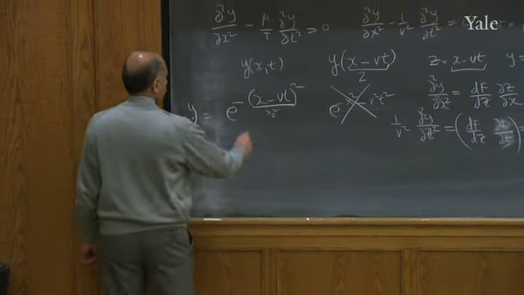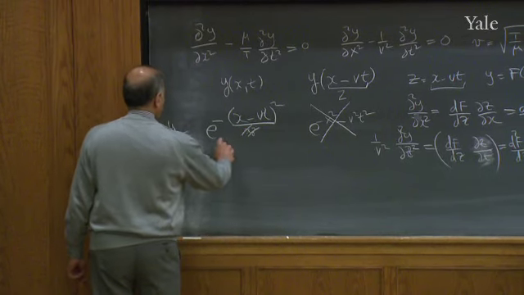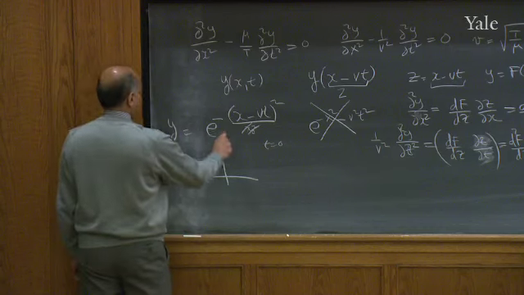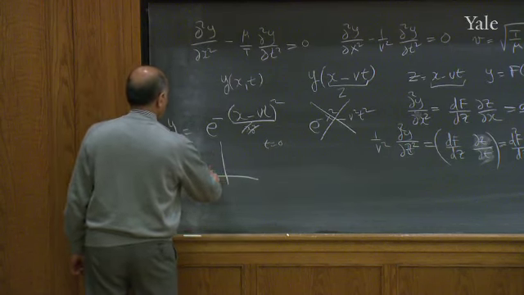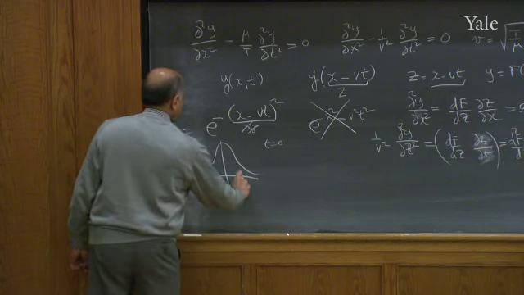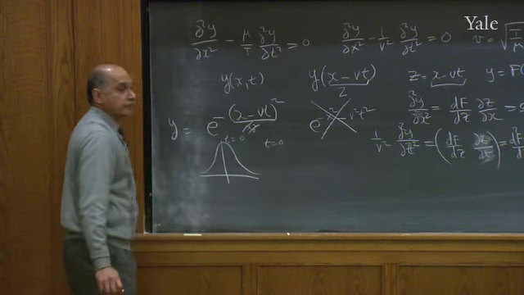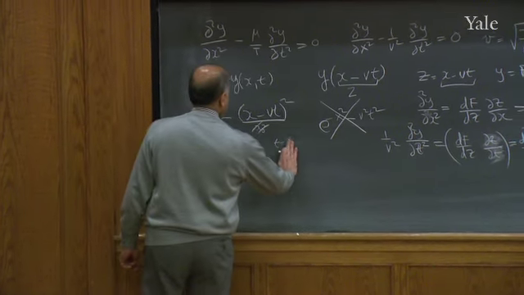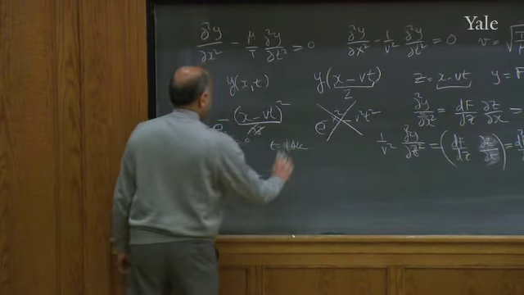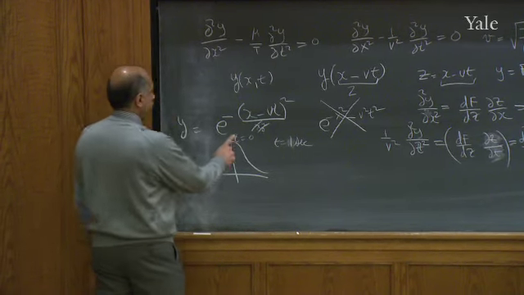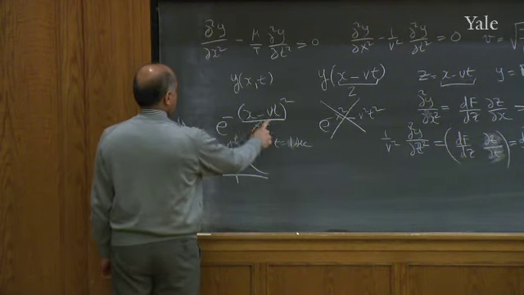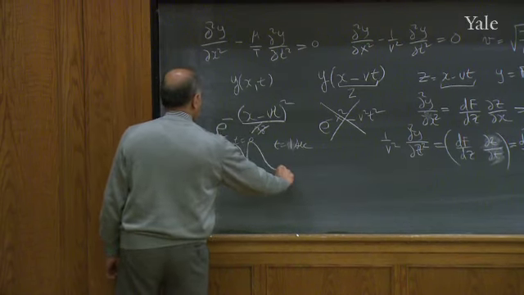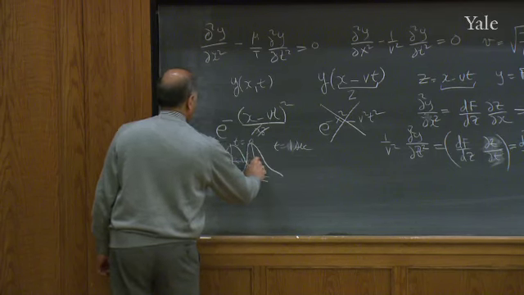Let me pick x naught equal to 1 for convenience. Let me plot this guy at time t equal to 0. This solution looks like e to the minus x squared, which is a function like that, at t equal to 0. What does it look like at t equal to 1 second? Think about it. T equal to 1 second, it looks like e to the minus x minus v whole square. That means it's the same bump shifted by an amount v.